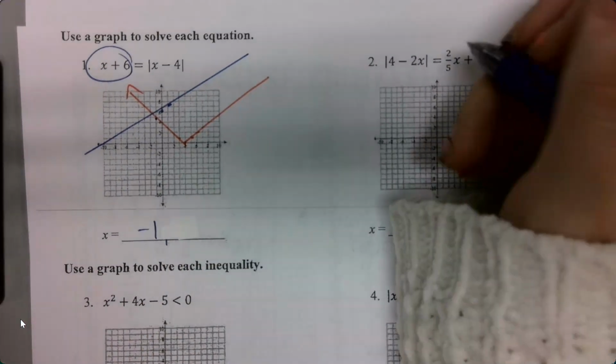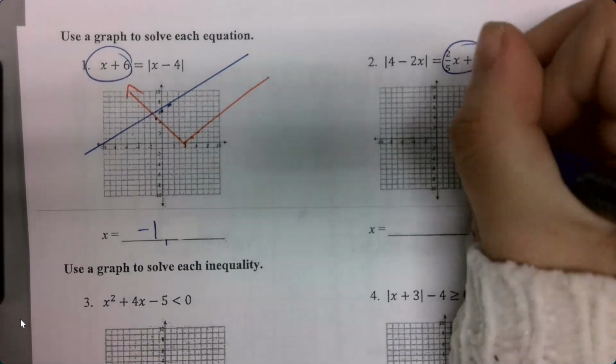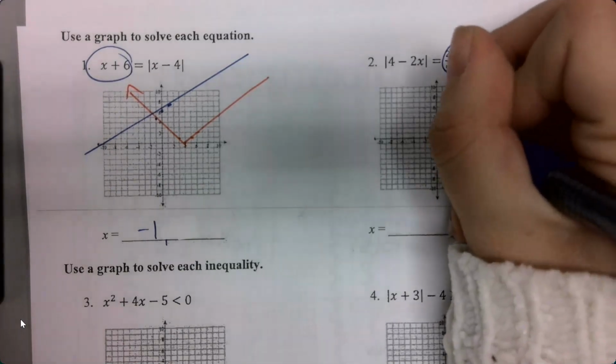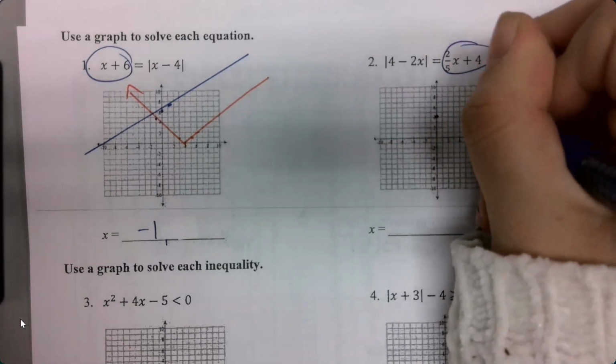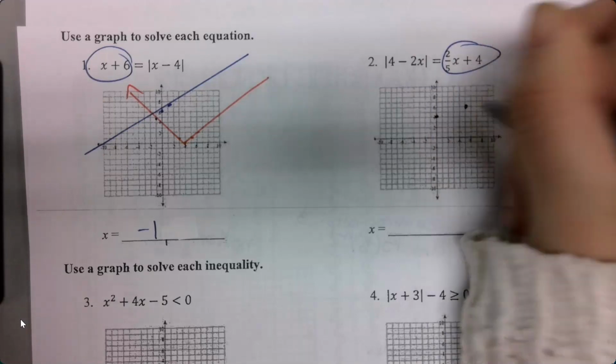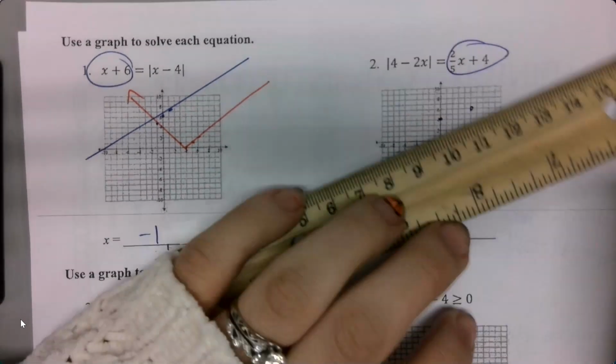Same thing over here. I'm going to graph the line in blue. So I'm starting at 4. Going up 2 over 5. Connecting with my line.